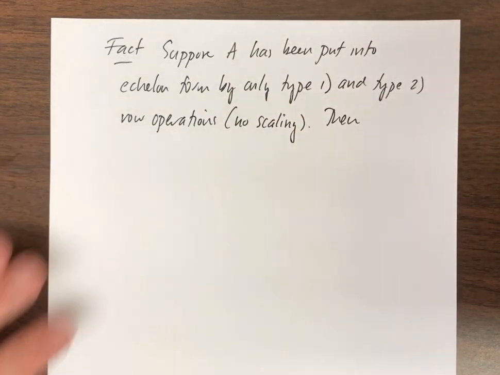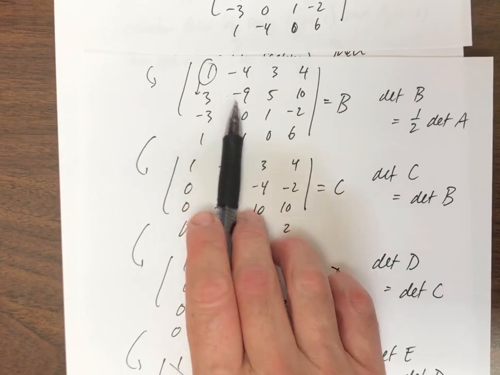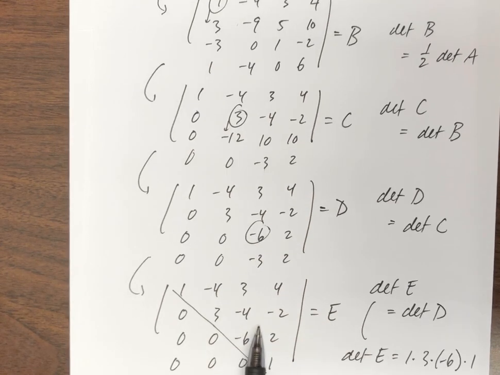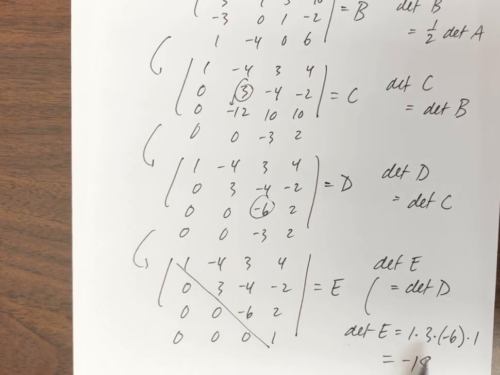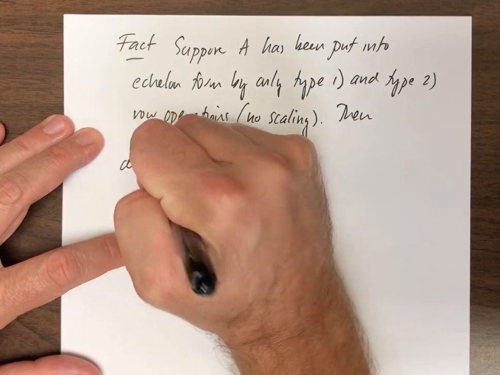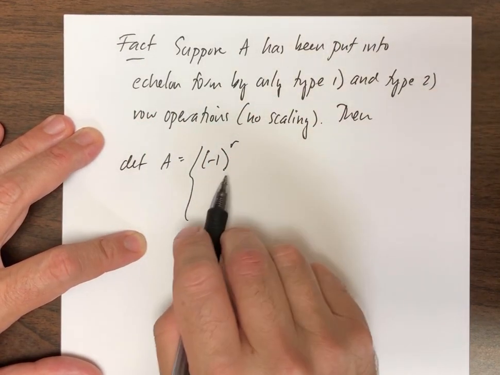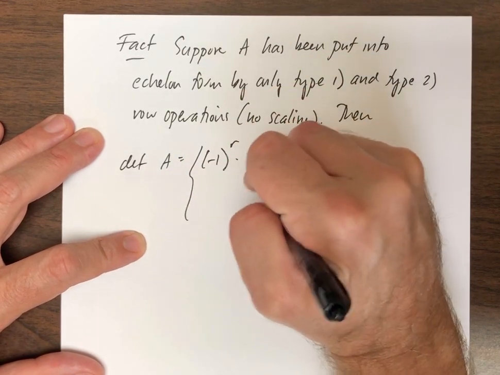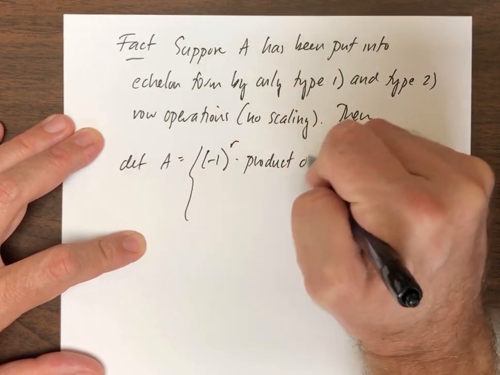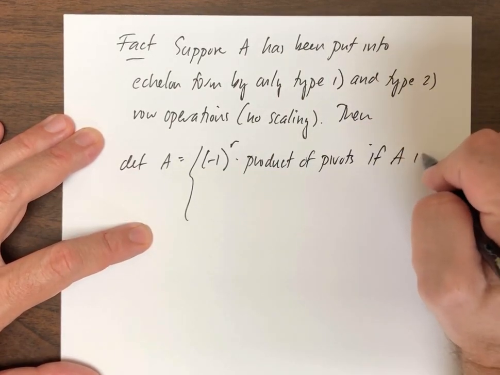Then, well, if you just go back to what we did here, I did scale, of course, here, but starting from here I didn't scale. And notice that when I get down to the echelon form, what I get is a determinant that's just the product of those diagonal entries. So what I can then say is that the determinant of A is actually equal to, well, it's minus 1 to some power, depending on how many swaps I had to do, times the product of the pivots. This is if A is invertible.